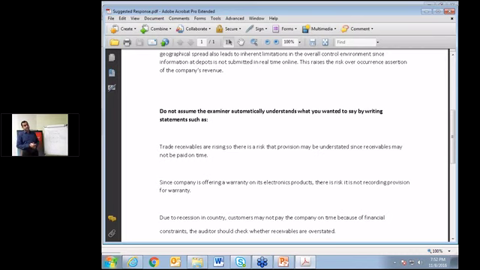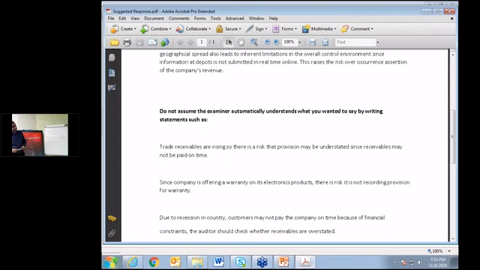So, as I said here, do not assume that the examiner understands what came to your mind. You will have to put that down on the piece of paper. So nothing is understood, nothing is assumed as far as the piece of paper is concerned. What is written on the piece of paper is what you will be rewarded for. You will not be rewarded for what came to your mind but never went on to the paper. So do take cognizance of that.